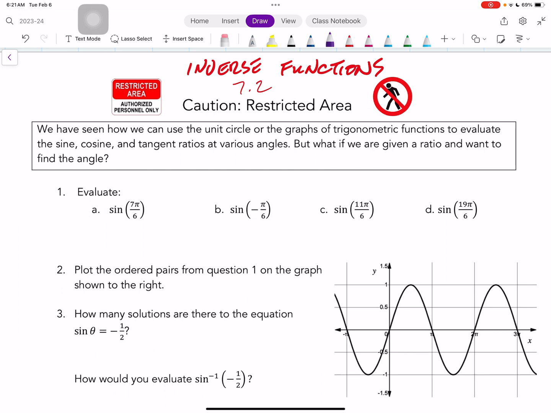So let's do a little reading here. We have seen how we can use a unit circle and the graphs of trig functions to evaluate sine, cosine, and tangent at various angles. That's nothing new. But what if we're given a ratio and we want to find the angle? What happens if we go backwards? Okay, so here we go.